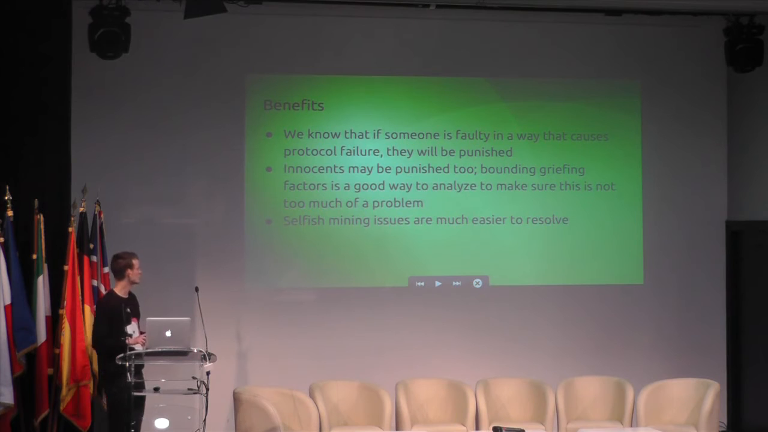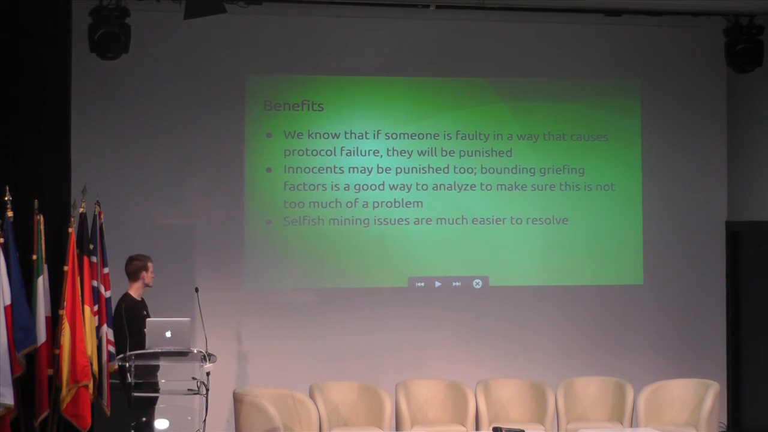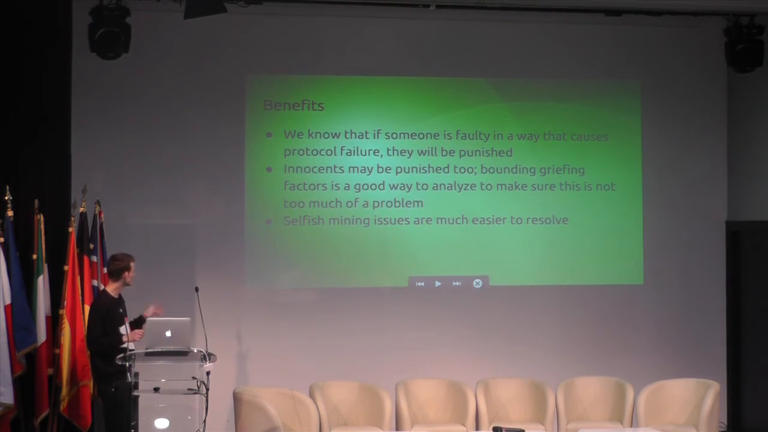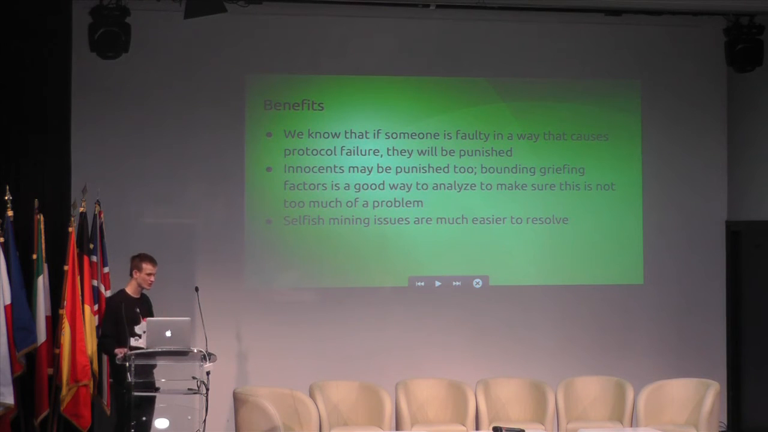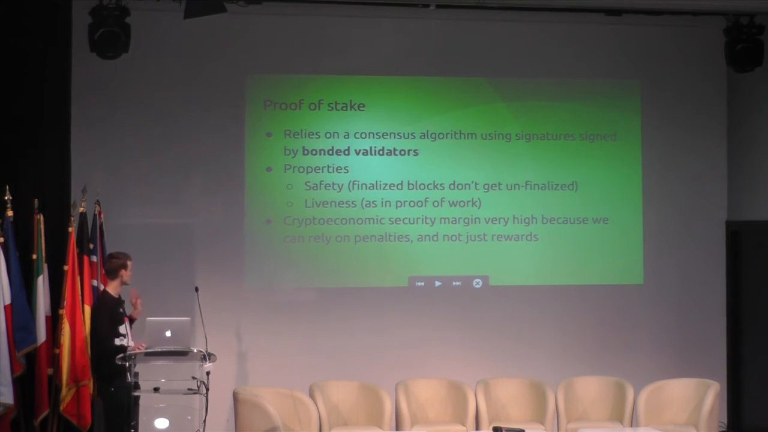Or in a proof of stake protocol, you can imagine B and C both being penalized. So the benefits: if we know that someone is faulty in a way that causes protocol failure, they'll be punished. Innocent actors may be punished too, but we can reduce griefing opportunities and reduce the risk for them. And selfish mining issues are easier to resolve.